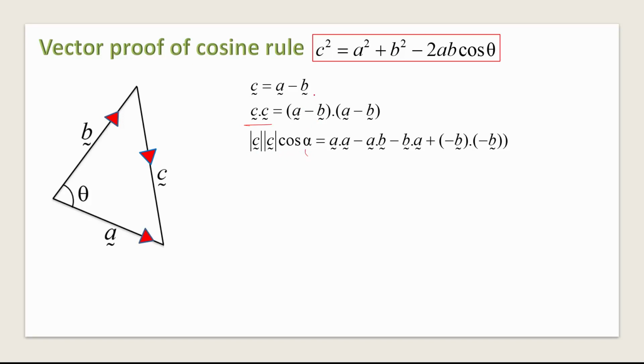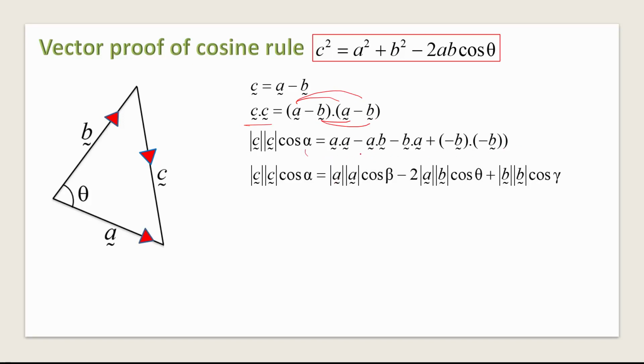And then when we expand the brackets on the right-hand side using our distributive law in this manner, we obtain these four terms. And we can simplify the four terms on the right. A dot A, using our definition of the dot product, will give us magnitude of A times magnitude of A times the cosine of the angle between them, which is beta. And then these two terms, using the property that A dot B is the same as B dot A, we can write as 2 times the magnitude of A times the magnitude of B cos theta.